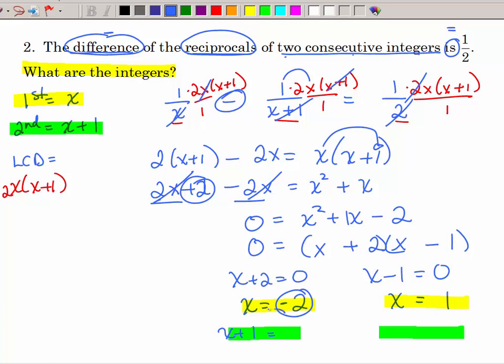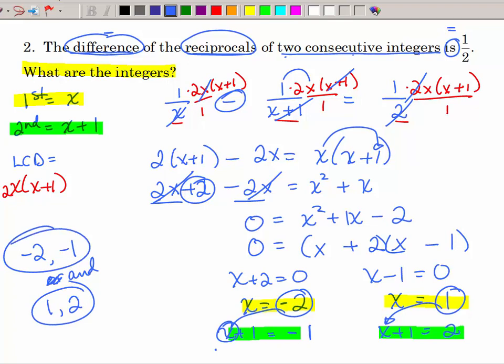So just take this negative 2 and plug it in for x. So negative 2 plus 1 is negative 1. Same thing here. 1 plus 1 is 2. So I have negative 2 and negative 1. I also have, I guess I should write the word and, positive 1 and positive 2. So I have 2 sets of answers. So the key thing here is those reciprocals and 2 consecutive integers, the x and x plus 1.